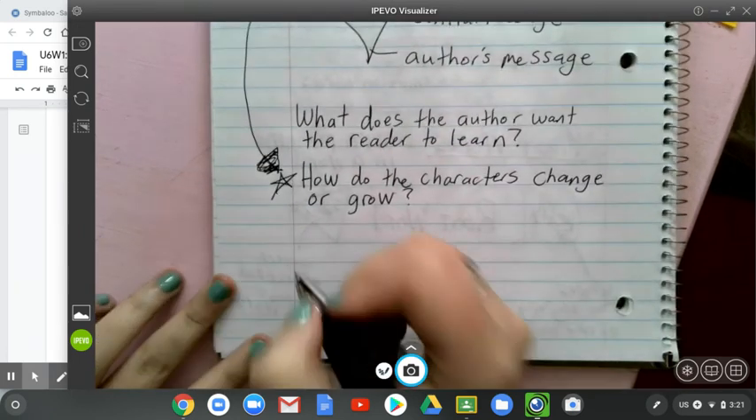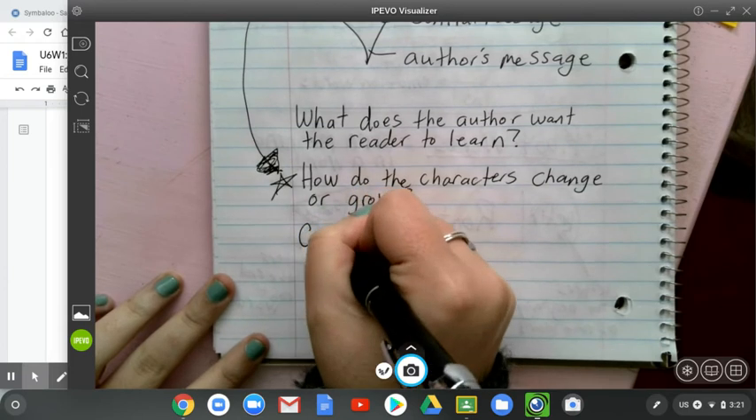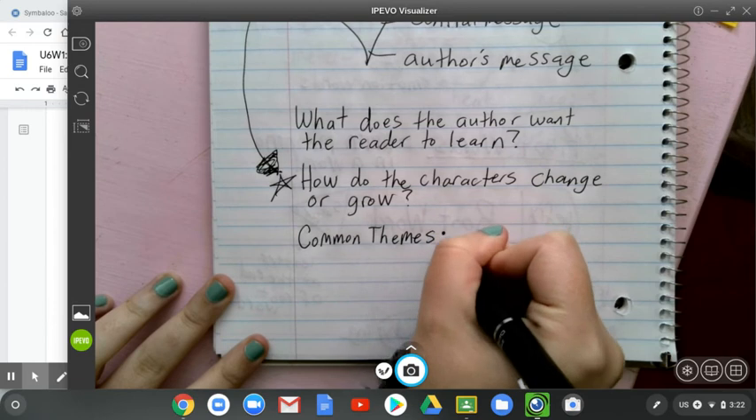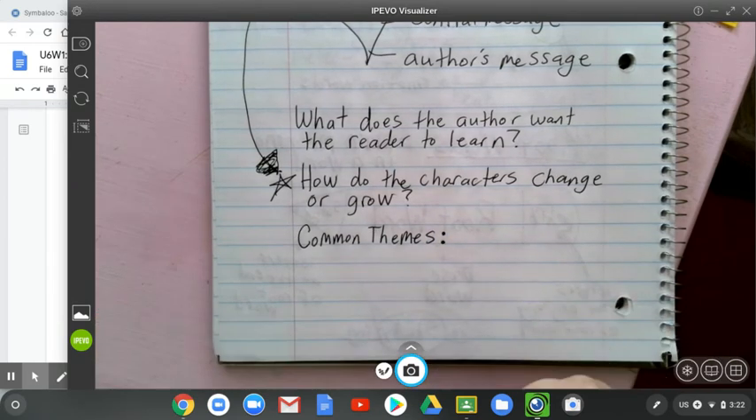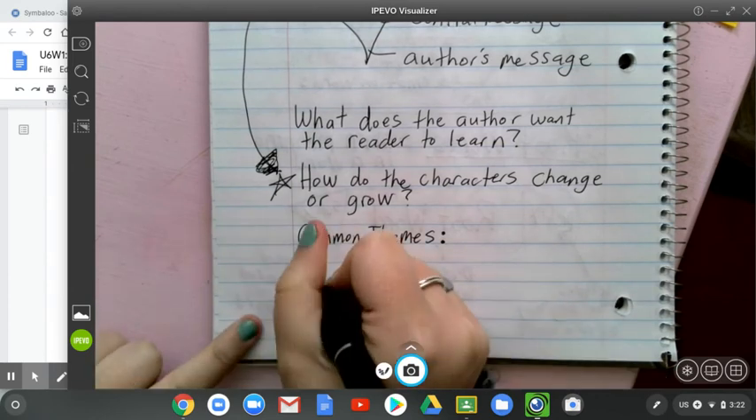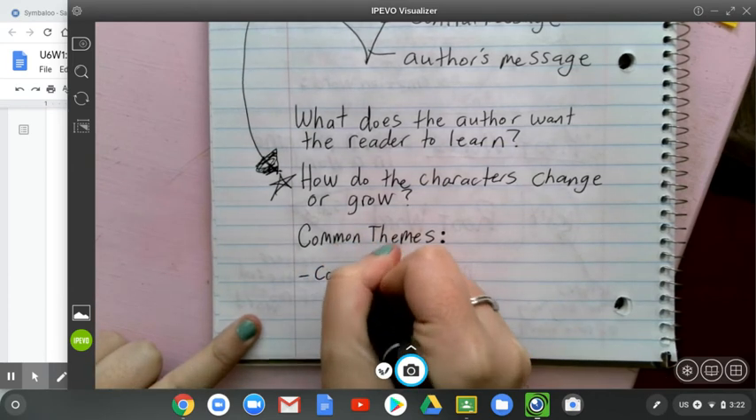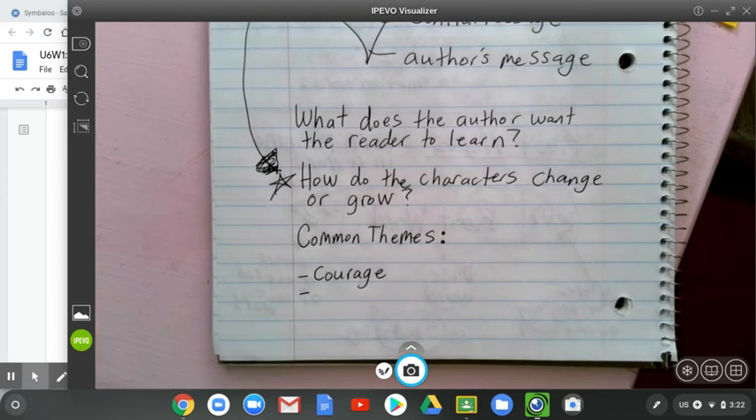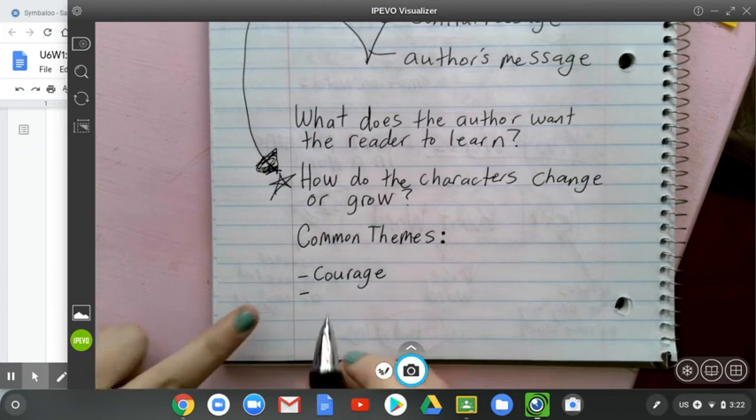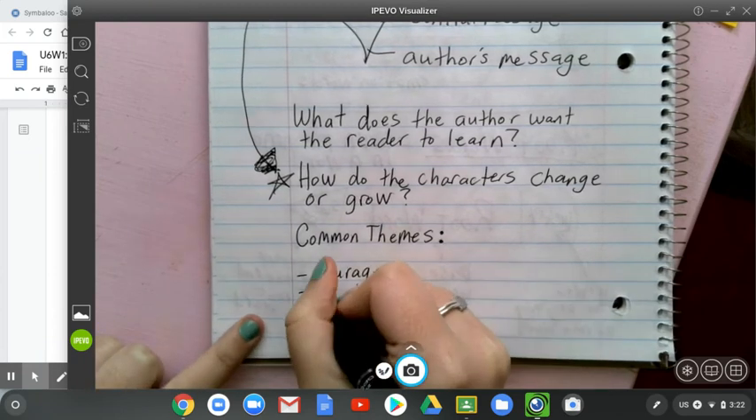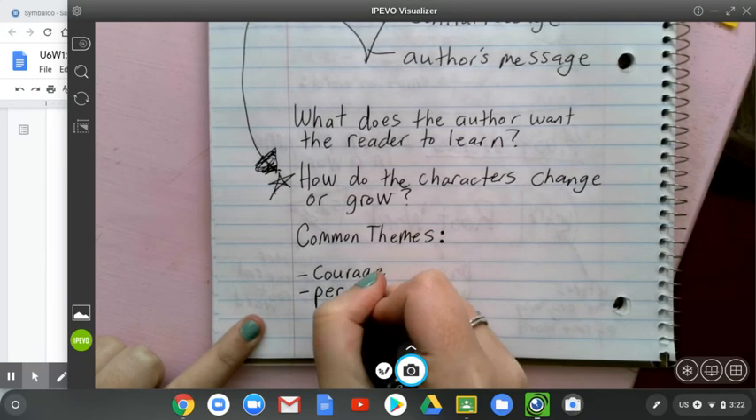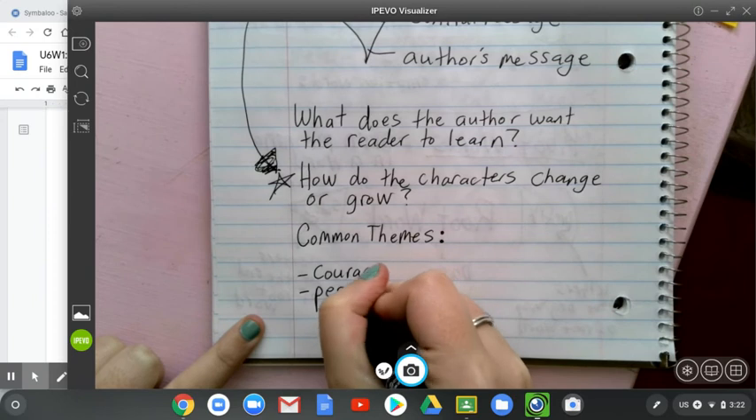Okay, on the bottom, we're going to write in some common themes. So in stories similar to the one we're going to be reading this week, you might find ideas about courage. Maybe the character goes off and does something that they wouldn't normally do, and it takes some bravery. So the theme might be courage. A big one that I like, I'm sure you know that, and one that a lot of people like to write about is perseverance.